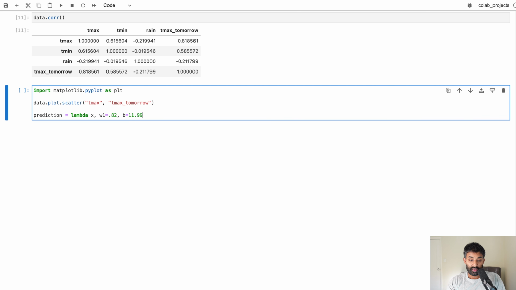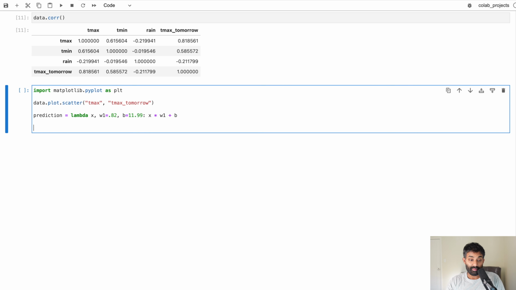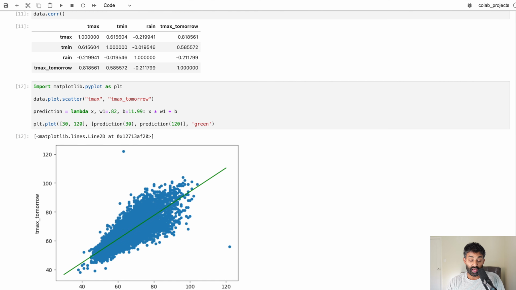And W1 is our weight on our input variable, which is Tmax. That's our X value. And B is the bias. So we multiply our input number by the weight and we add in the bias to get our prediction with linear regression. And what we'll do is we'll go ahead and plot that line. So we'll set one X point at the bottom left of the graph, one X point at the top right, and then we'll make predictions for both of those points. So this is my prediction for 30 and my prediction for 120. And this will go ahead and draw a line for us over our plot.